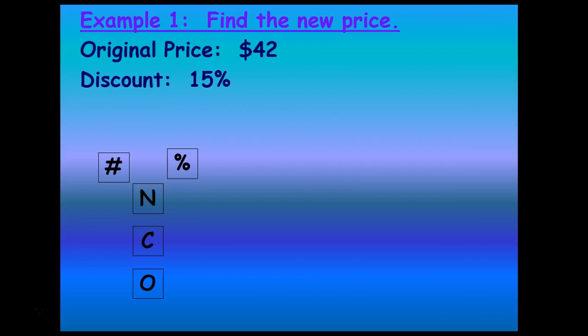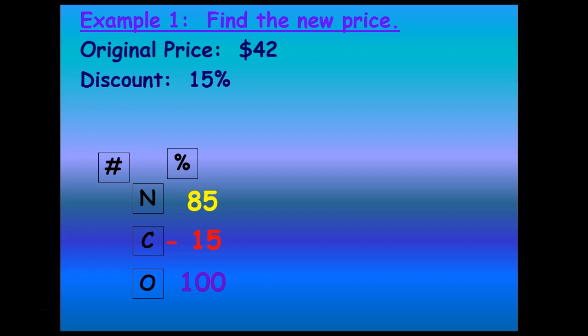In the first example, we are asked to find the new price. Once again, we know we can always start with the 100 on the right side of our NCO chart because percents are out of 100. We are given a discount of 15%. Remember, in math, discounts are represented by subtraction. So, we're going to subtract 15 from 100, and that will give us the new percent that we work with, which will be 85.